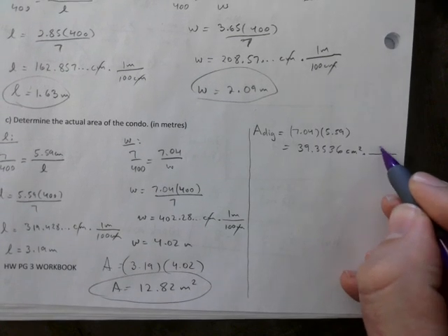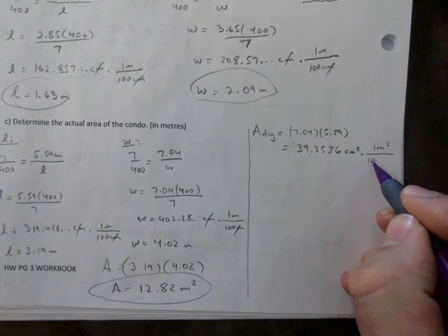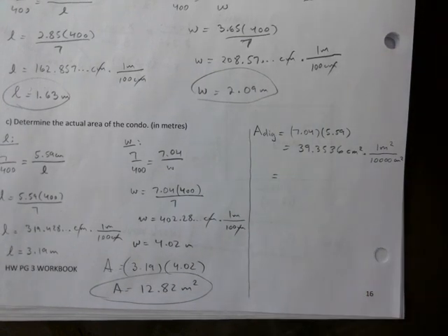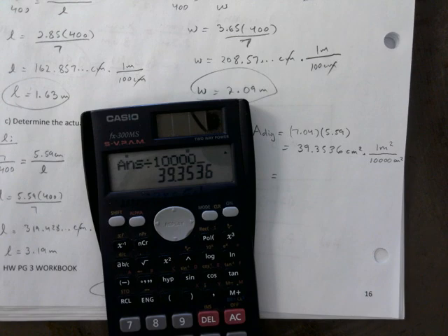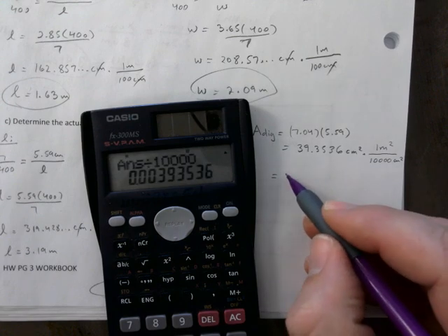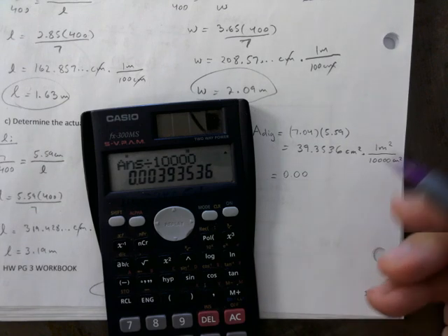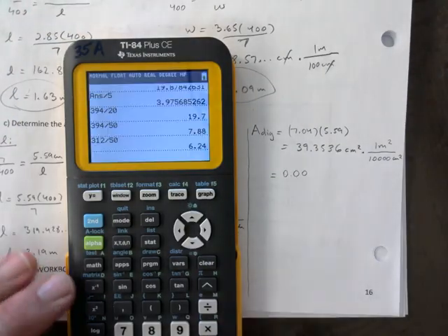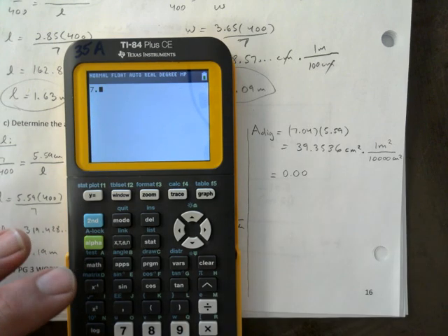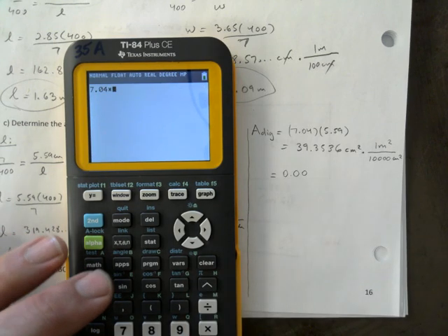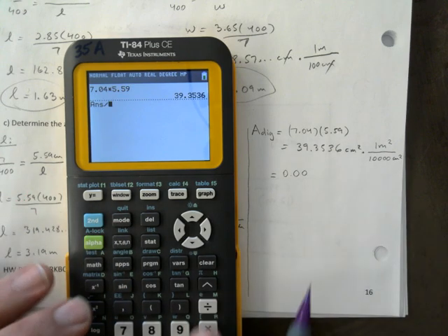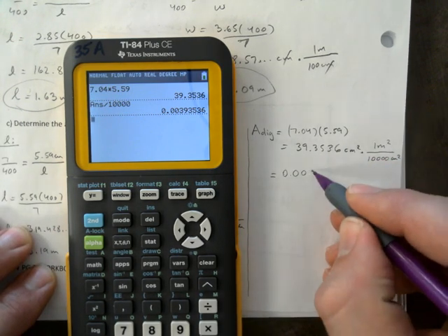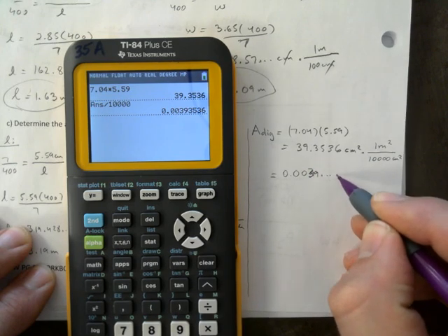Now, I want to convert this to meters squared. So I know that 1 square meter has 10,000 square centimeters. So I literally divide my answer by 10,000. And you get 0.00. This is probably going to give you an issue on your graphing calculator, so I should use the same. Clear that. 7.04 times 5.59 divided by 10,000. And that is 39, and that keeps going, meters squared, right?